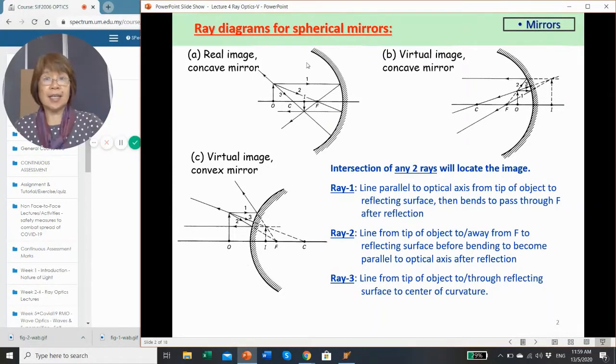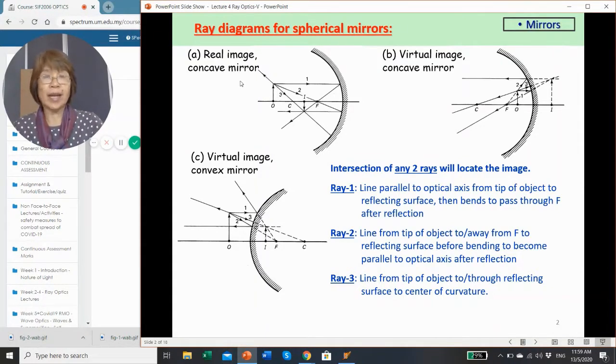In this case, this is a concave mirror. Basically, to locate where the image is, we need two rays, and if we can find the intersection of those two rays, then we would be able to locate the image. For example, for this concave mirror, this is the curvature of the mirror. Let's say it has a focal point, and at 2 times the focal length, you have the center of curvature. So let's say we have an object over here, and all you need is 2 rays.